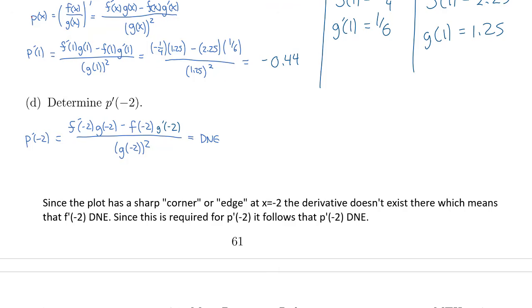So this term, f prime of -2, does not exist. If any term in the derivative doesn't exist, then the entire derivative doesn't exist. So what follows is that this derivative, p prime of -2, does not exist. So that's just a brief summary of what that means there.